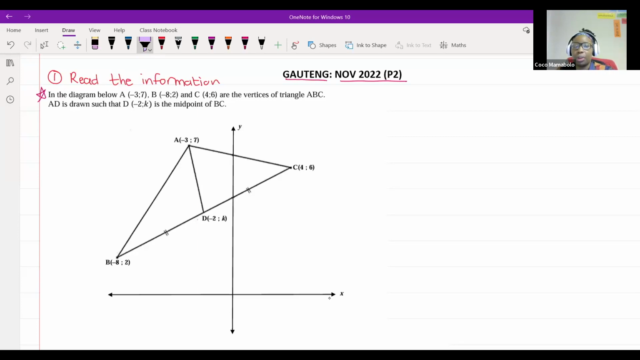All right, so the information says, in the diagram below, A, B, and C are the vertices of a triangle ABC. Okay, so we know we've got a triangle. AD is drawn such that D is the midpoint of BC. All right, great. So we know that somewhere we're going to have to remember how to calculate the midpoint. Right, let's have a look at the questions.